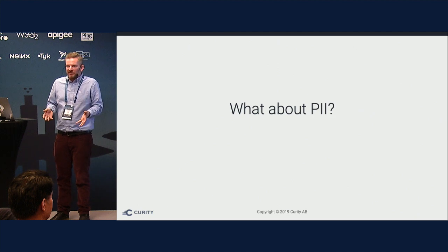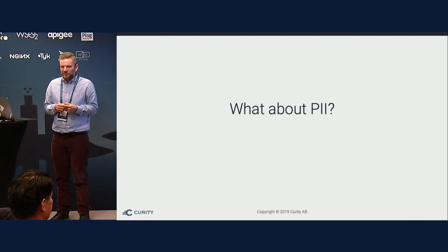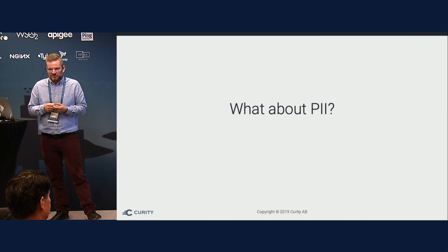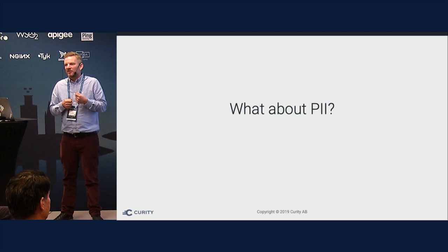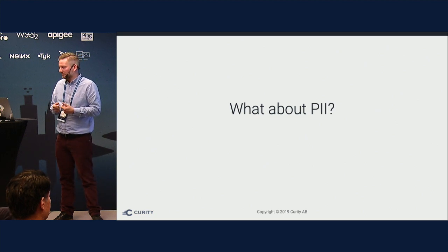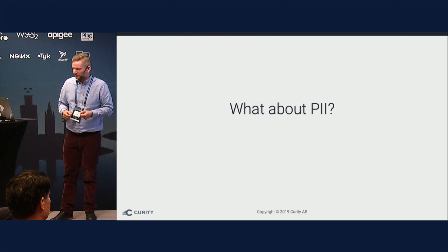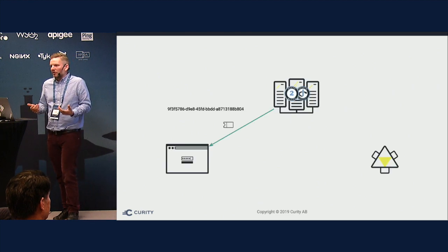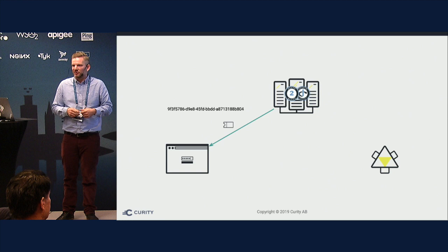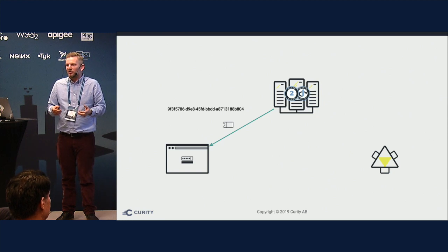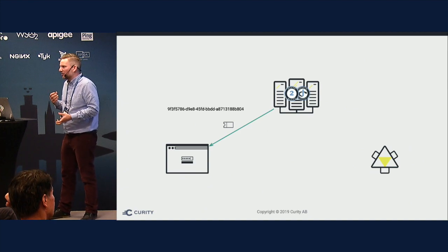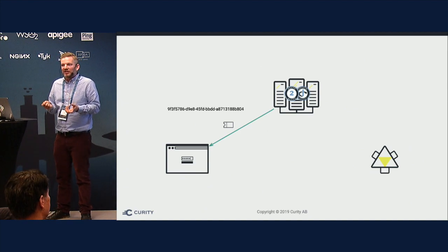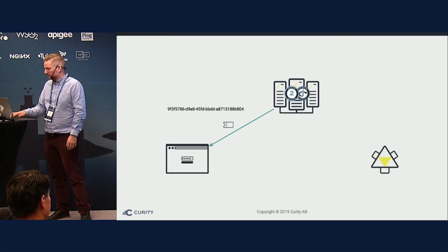But what about PII in this picture? There's a lot of PII in user claims, and if you're in Sweden, it's very likely that you use a bank ID for authentication, which means your personal number is floating around here, right? So we need to hide that somehow. And in OAuth, we have opaque tokens, which doesn't contain any data at all, so it's easy to hide that data. It's merely a reference to a database somewhere. We call it a reference token.